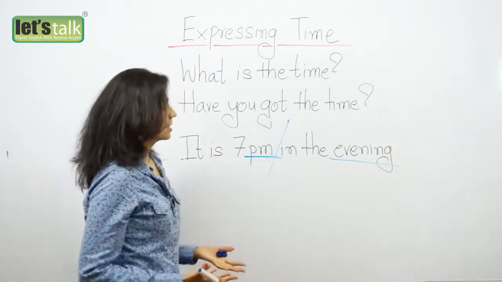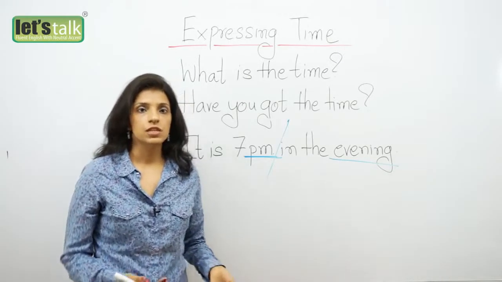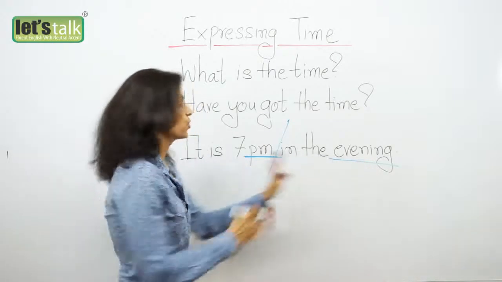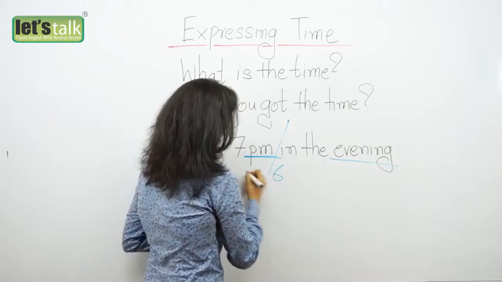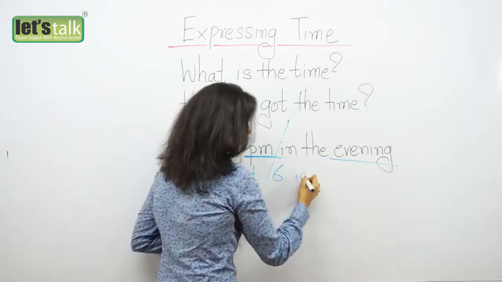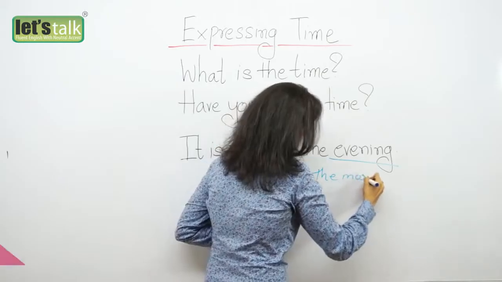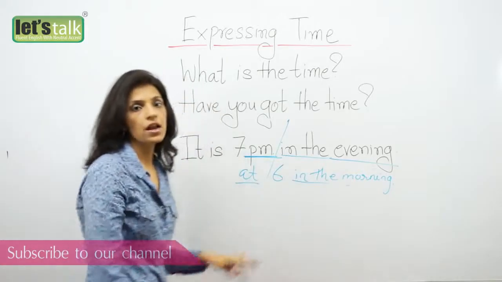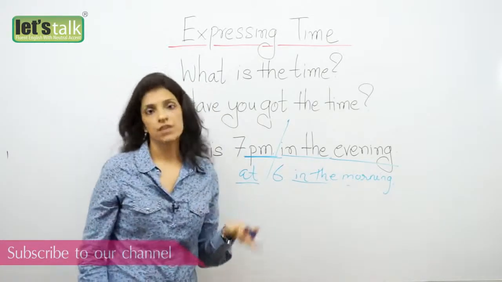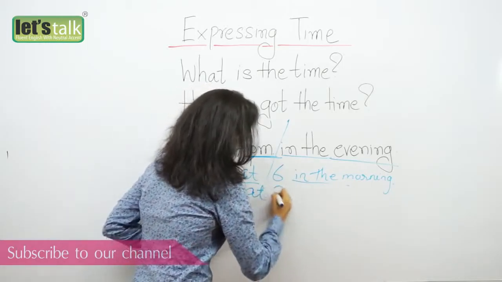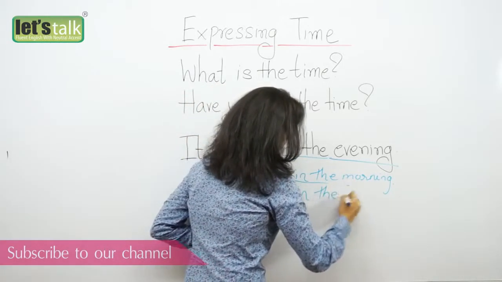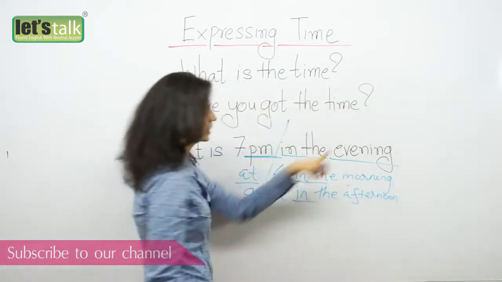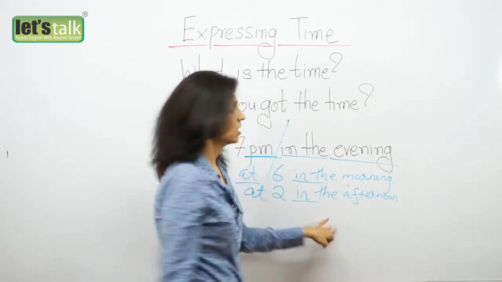Okay, now sometimes if someone asks you what time do you wake up, you say 7 in morning, okay, which is wrong. So when you talk about the morning and you're not using AM, what you would say is at 6 in the morning. Okay, so remember, it's in the evening, it's in the morning. Okay, but what time do you have lunch? So I have lunch at 2 in the afternoon. Okay, so you have in the evening, in the morning, in the afternoon.